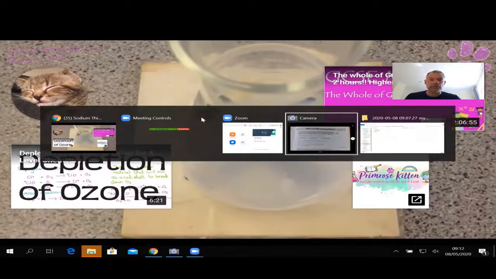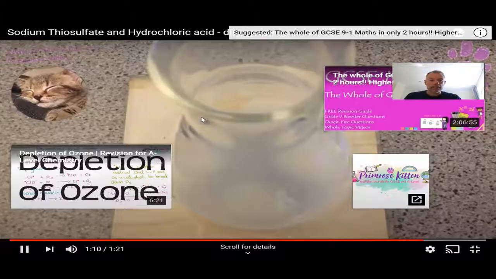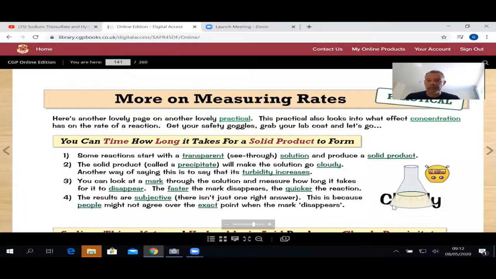So that means we can change the rate of reaction. Let me just get this right. So if I show you in the book, here is the conical flask, and you can see it's getting cloudy. Now, that was just one run through.